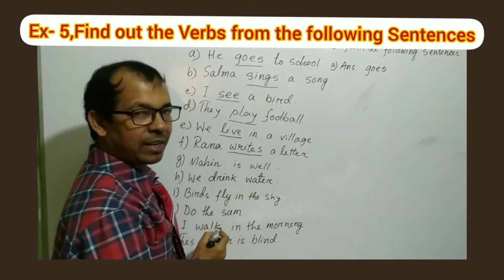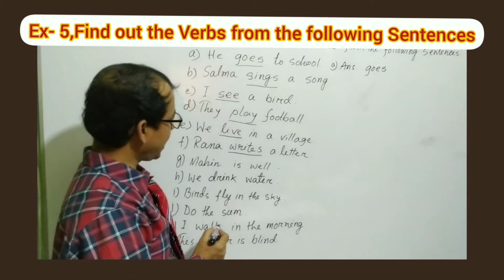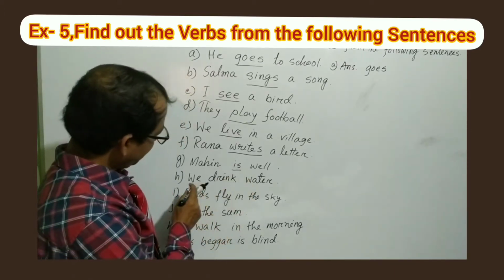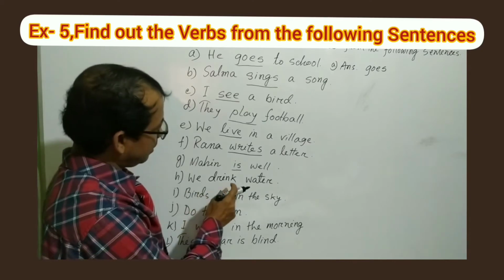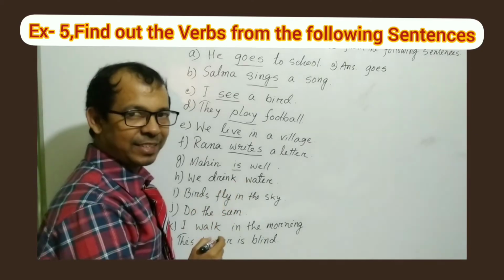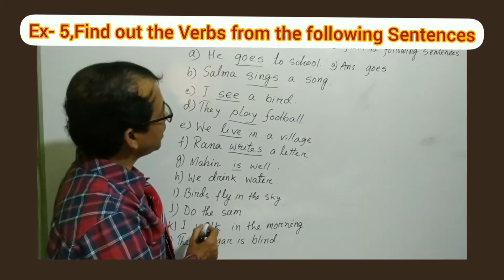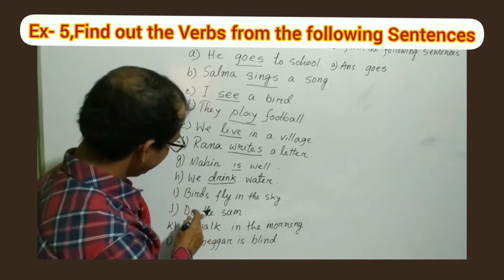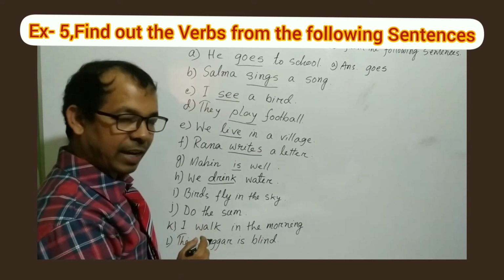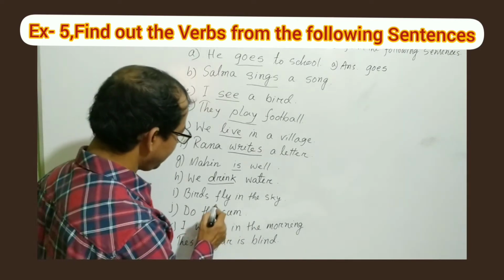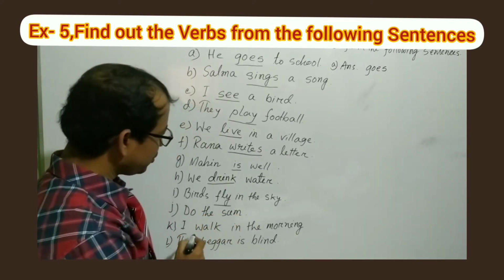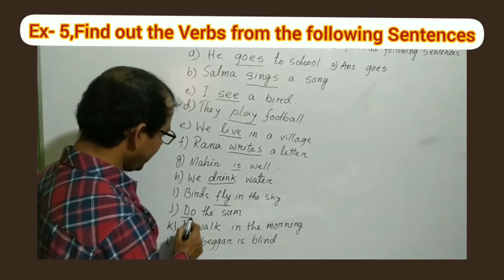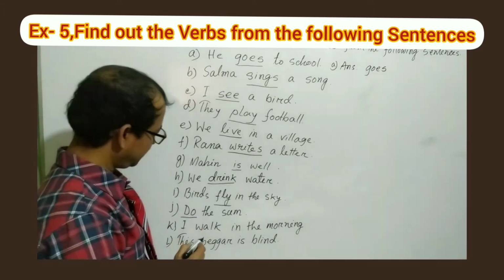Mine is oil. Which one is the action word? Yes, is. We drink water. So can you tell me which one is the verb? Yes, drink. Birds fly in the sky. Which one is the verb? Fly. Do the sum. This is an imperative sentence. So here do is the verb.